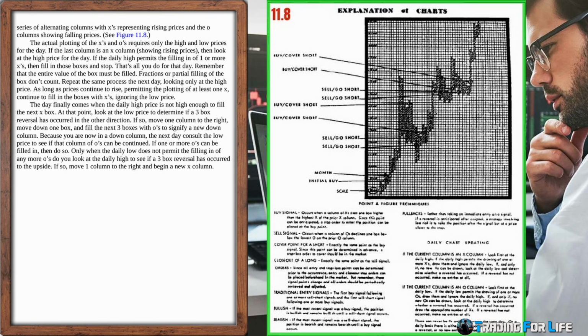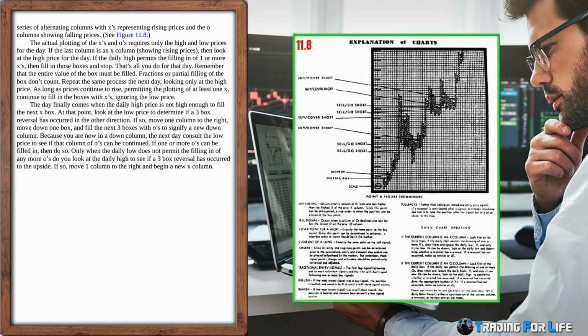The day finally comes when the daily high price is not high enough to fill the next X box. At that point, look at the low price to determine if a 3-box reversal has occurred in the other direction. If so, move one column to the right, move down one box, and fill the next 3 boxes with O's to signify a new down column. Because you are now in a down column, the next day consult the low price to see if that column of O's can be continued. If one or more O's can be filled in, then do so. Only when the daily low does not permit the filling in of any more O's do you look at the daily high to see if a 3-box reversal has occurred to the upside. If so, move one column to the right and begin a new X column.